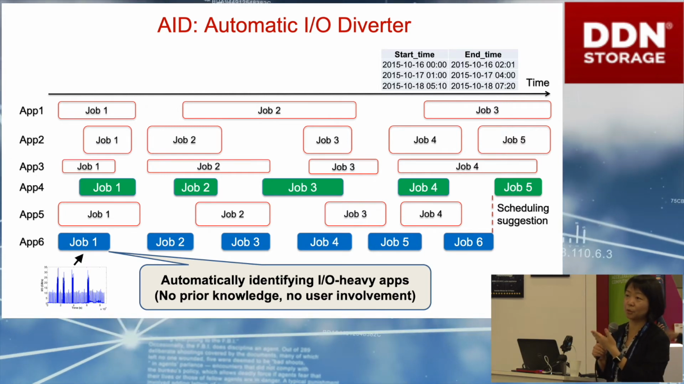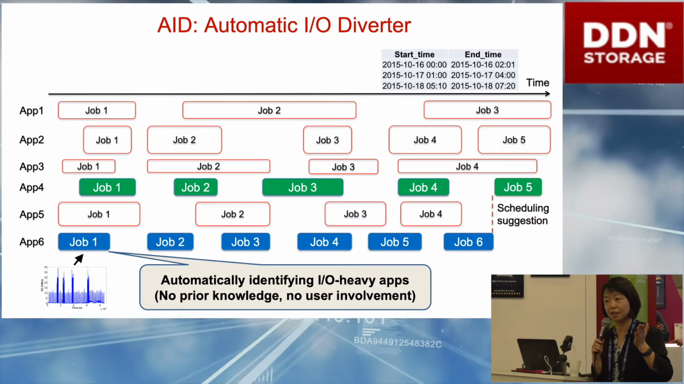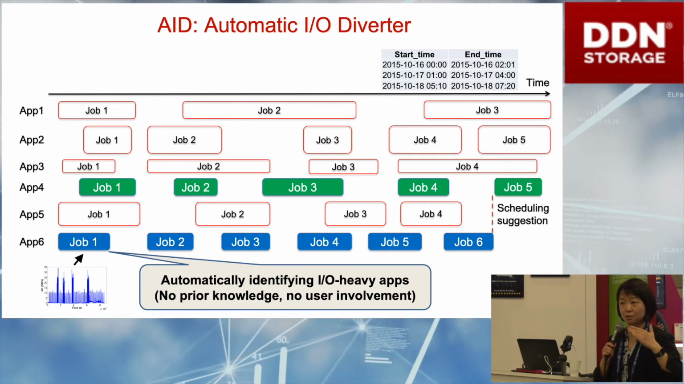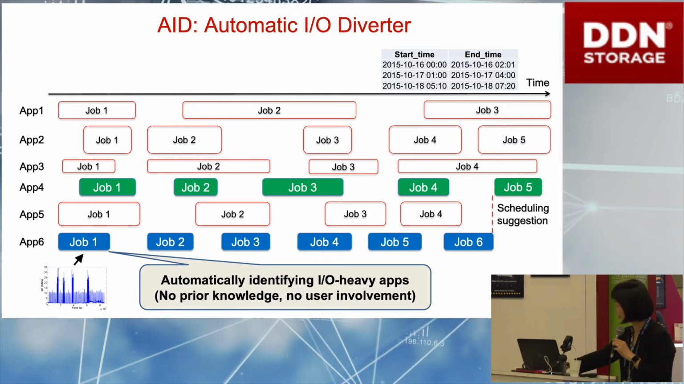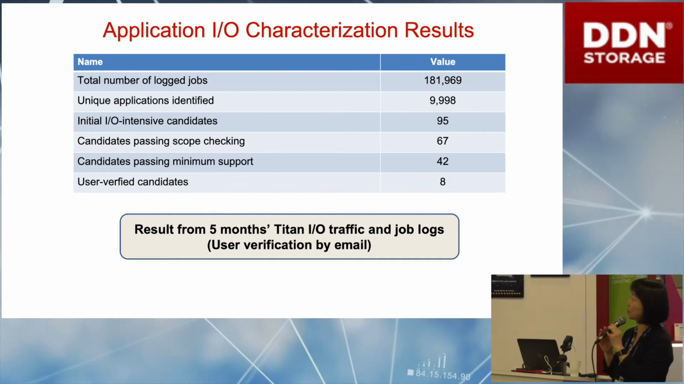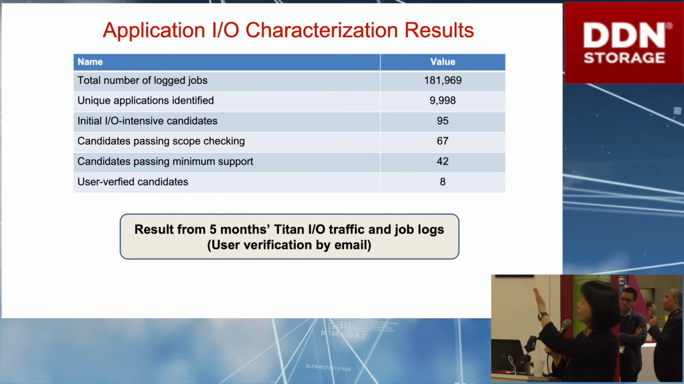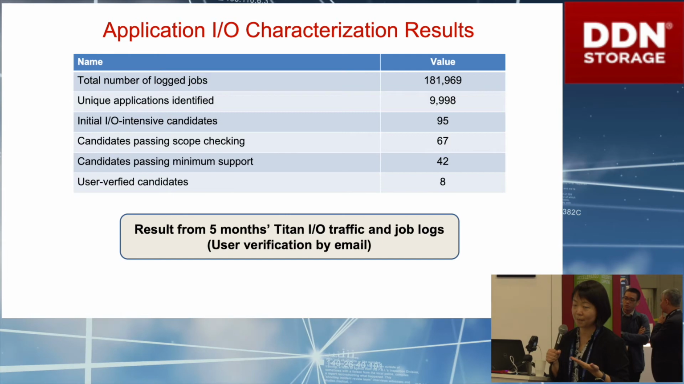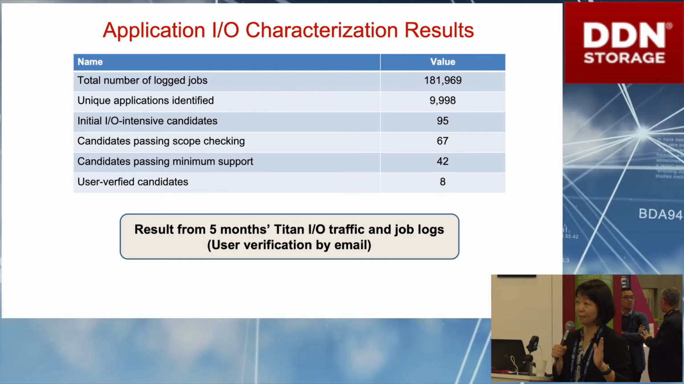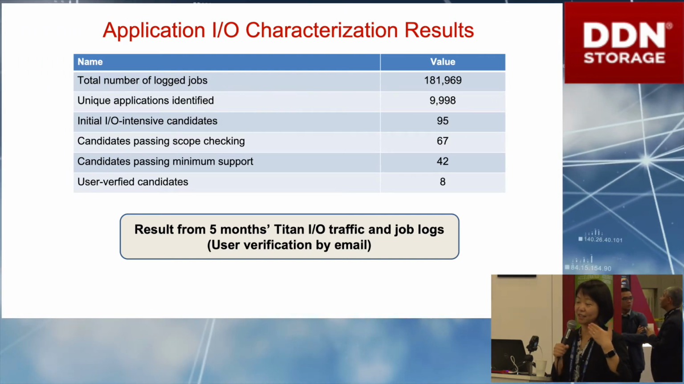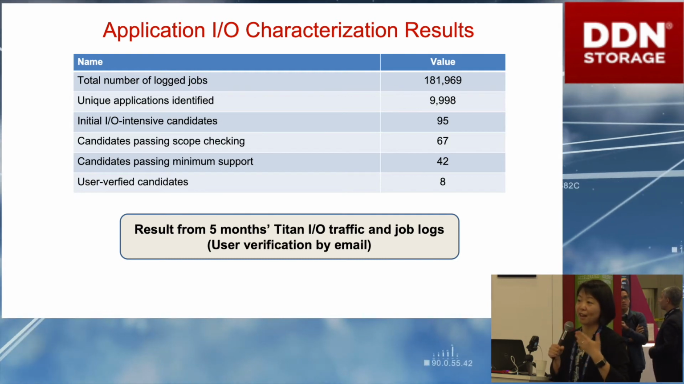Given that information, we did I/O-aware scheduling. Basically, you look at the applications, figure out how I/O intensive they are, and then based on their potential contention for I/O resources, delay one of them or both of them, so that we get better overall performance. I'm not going to give details, just a quick summary of results. We looked at 5 months of logs from the Titan production system, which gave us almost 200,000 jobs belonging to 10,000 unique applications. With no prior knowledge of these applications at all, we did our automatic identification based on the DDN switch data and found 42 of them potentially I/O intensive.